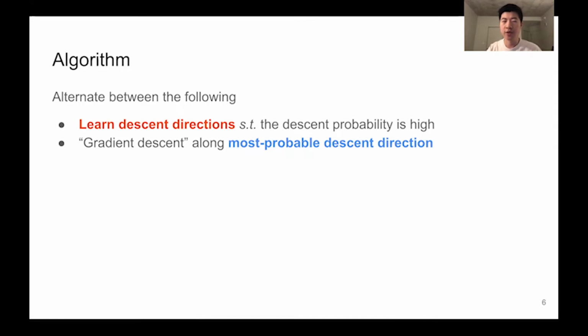Our algorithm alternates between the following two steps. In the first step, we learn the descent direction such that the descent probability is high. And then in the second step, we simulate gradient descent along the most probable descent direction.